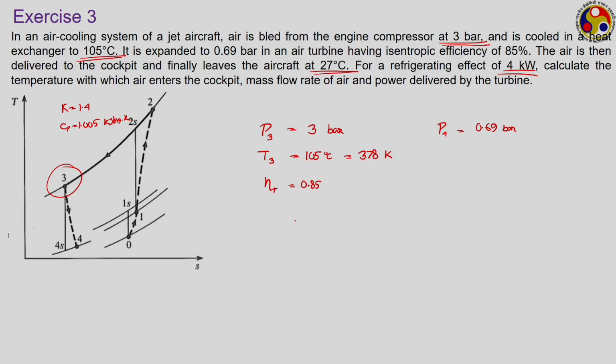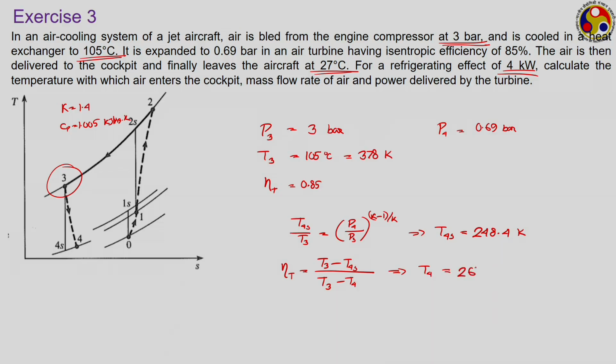So, we can write T4s upon T3 is equal to P4 upon P3 to the power (k minus 1) by k. Putting in the numbers, T4s comes to be 248.4 Kelvin, which is well below 0 degrees Celsius, but because of the isentropic efficiency it will not be able to reach such low temperatures. So, eta T for the turbine is the actual work output, which is T3 minus T4, by the maximum possible work output, which is T3 minus T4s. Putting this in, we get T4 equal to 267.8 Kelvin, so just about 5 degrees Celsius.